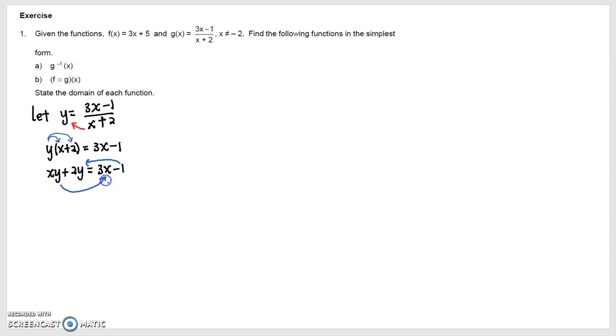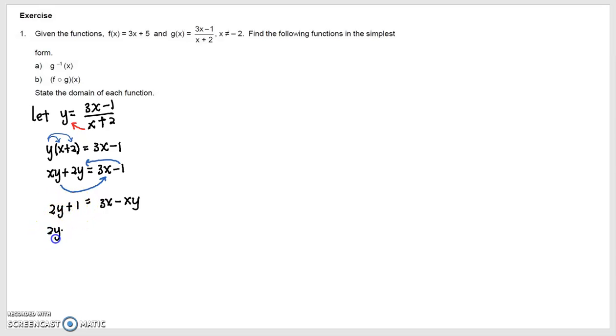So kat sini kita nak kumpulkan x tu sekali. Kita akan mula dengan y, berakhir dengan x. So kita perlukan x ni. So kita kumpulkan x sekali. So next is 2y plus 1 is equals to 3x minus xy. So you boleh lihat kat sini, kita kumpulkan x sekali. Sebutan kat sini tanpa x.